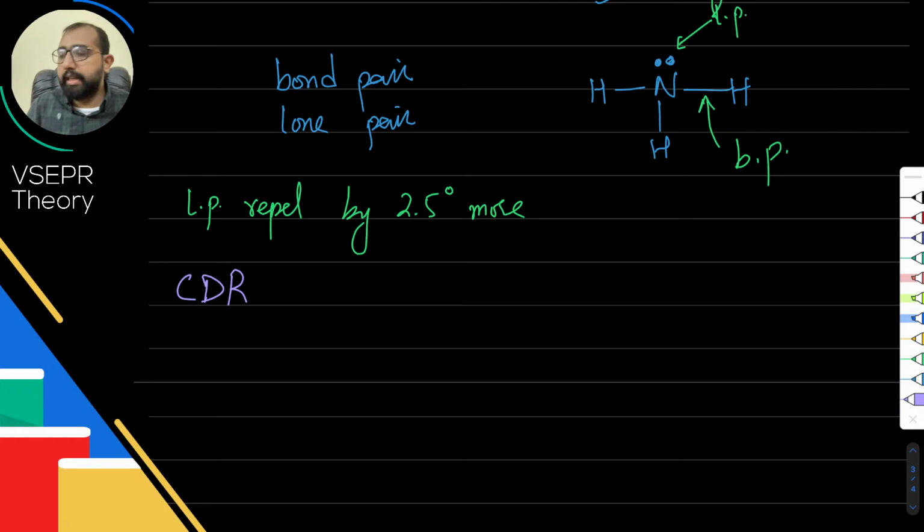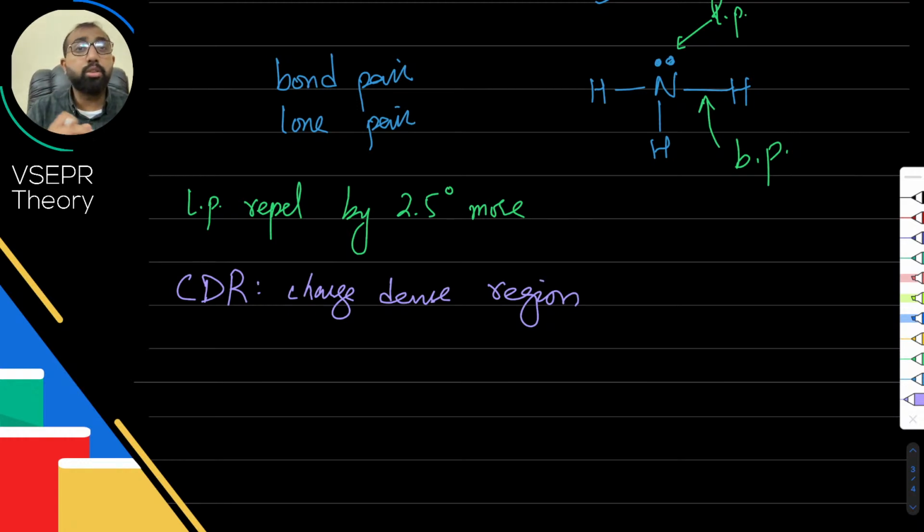CDR is basically, I'm saying that there is a greater charge there. So it's a charge dense region. Charge dense region. So this is a part of the molecule where charges are concentrated.